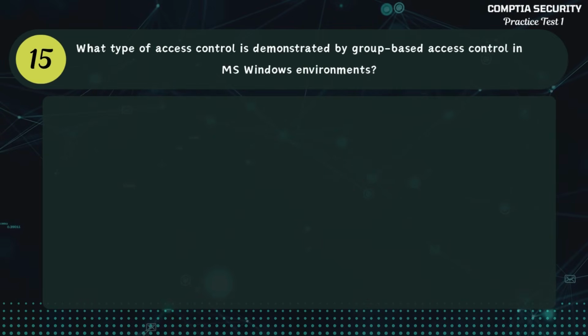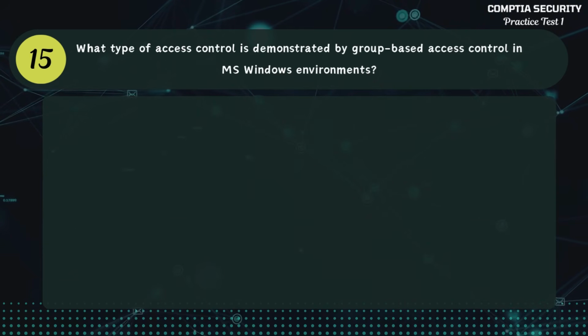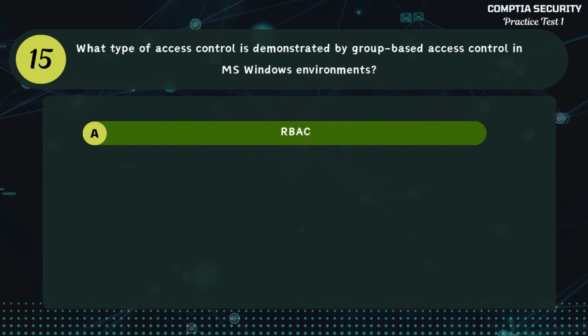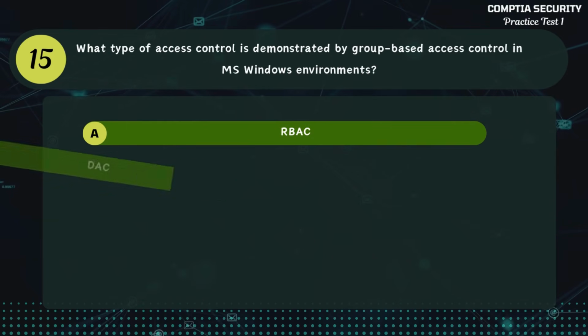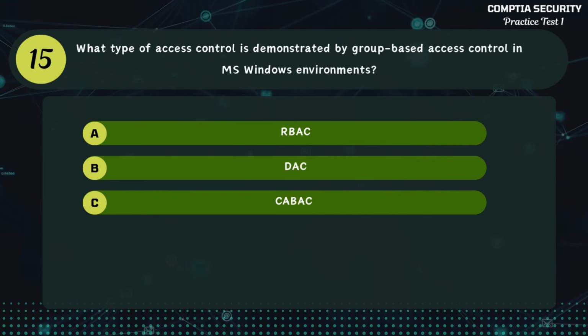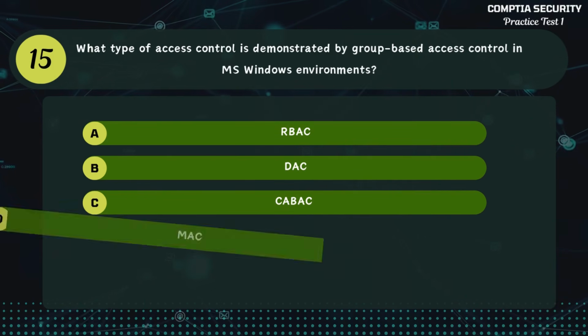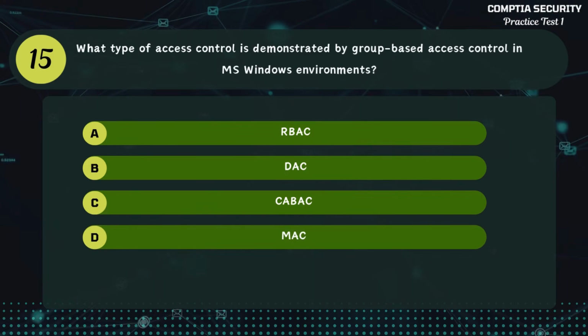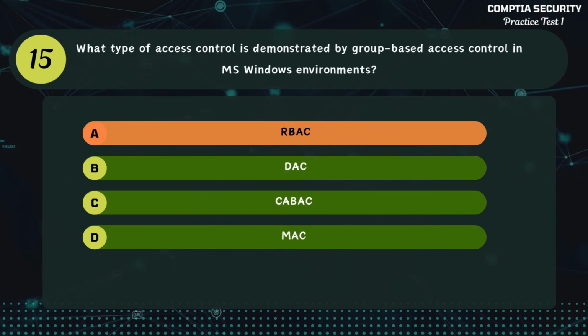Question 15. What type of access control is demonstrated by group-based access control in MS Windows environments? A. RBAC. B. DAC. C. ABAC. D. MAC. Correct answer A. RBAC.